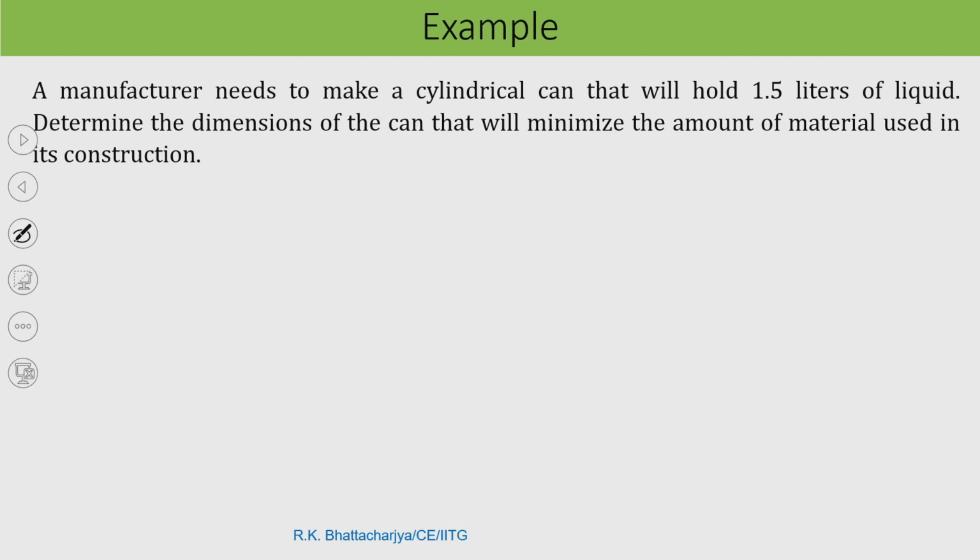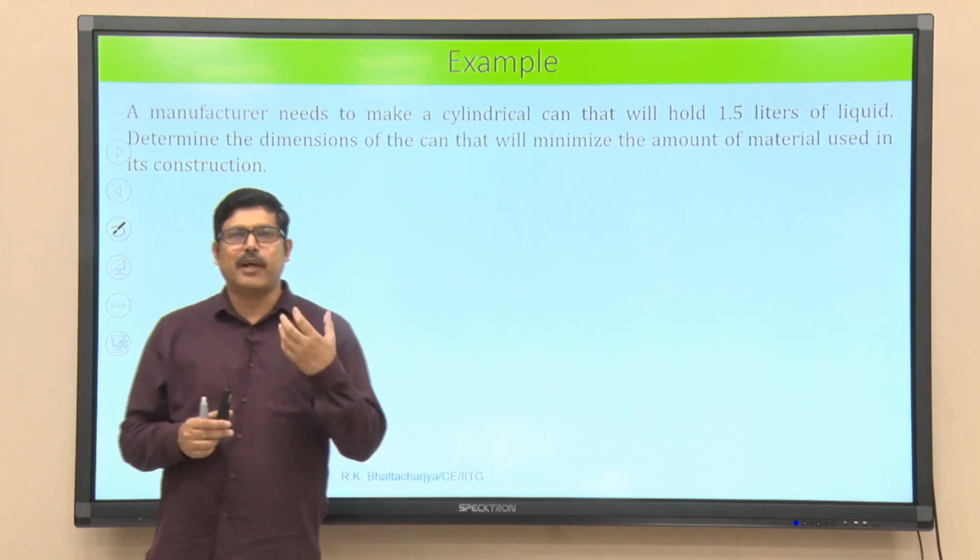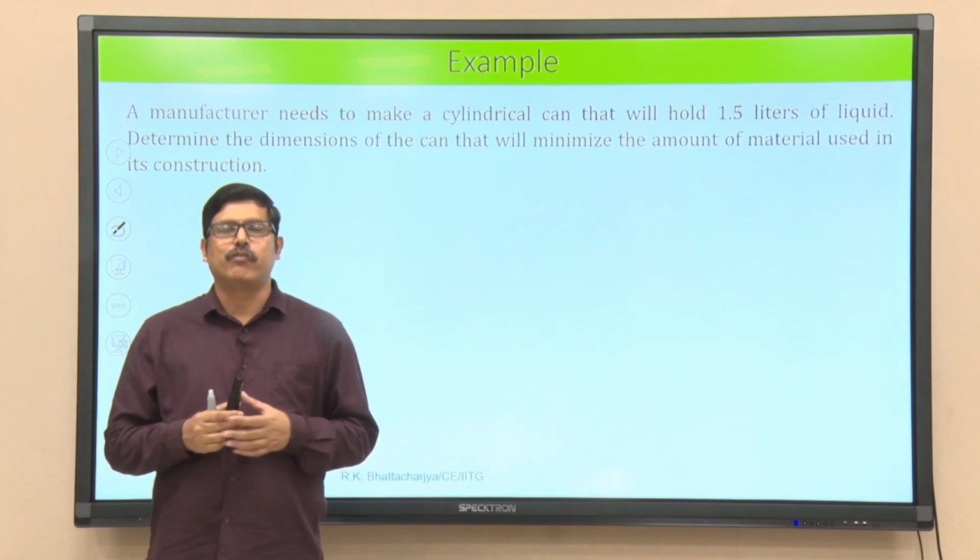A manufacturer needs to make a cylindrical can that will hold 1.5 liters of liquid. Okay. So, this is a design problem. I would like to design a cylindrical can here, and the capacity of the can is 1.5 liter. Determine the dimension of the can that will minimize the amount of material used in its construction. So, what do you have to do here? Here we have to design a can. The capacity of the can is 1.5 liter.